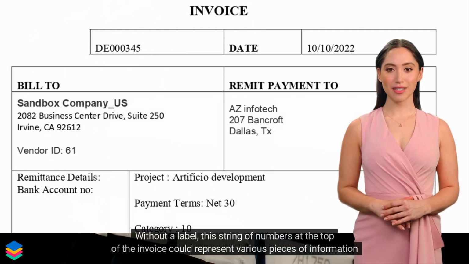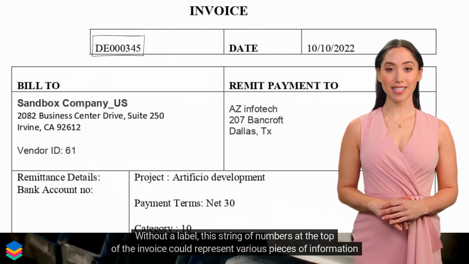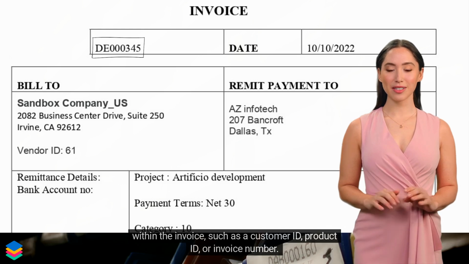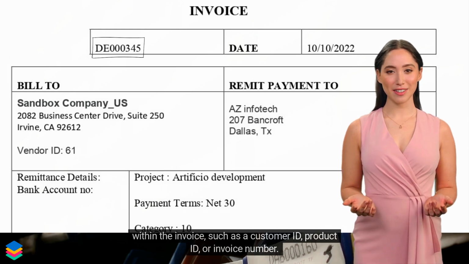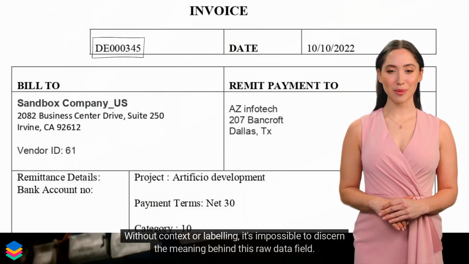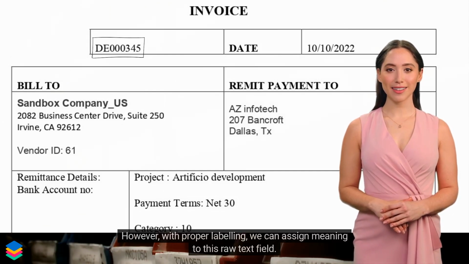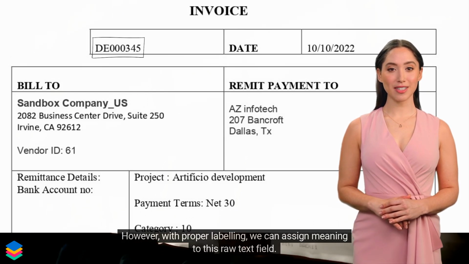Without a label, this string of numbers at the top of the invoice could represent various pieces of information within the invoice, such as a customer ID, product ID, or invoice number. Without context or labeling, it's impossible to discern the meaning behind this raw data field. However, with proper labeling, we can assign meaning to this raw text field.